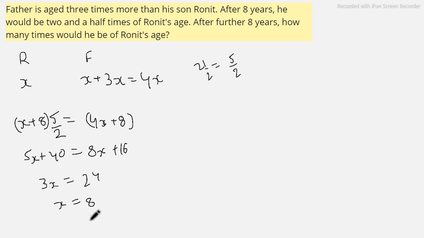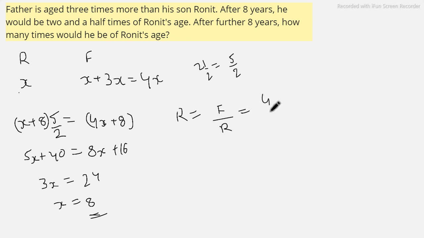Now what the question is asking is, after 8 years he would be 5 by 2 times, and after a further 8 years, how many times? So 8 years and 8 years, that is 16 years. So we have to find the ratio of father's and Ronit's age after 16 years. We got the value of x as 8. So the required ratio is age of father by age of Ronit.